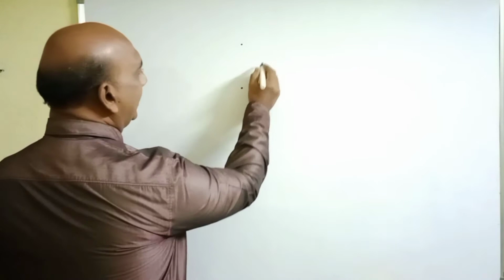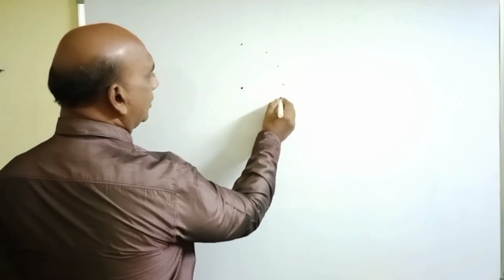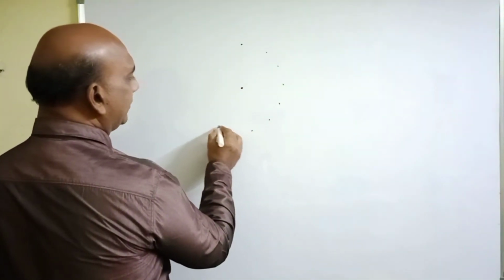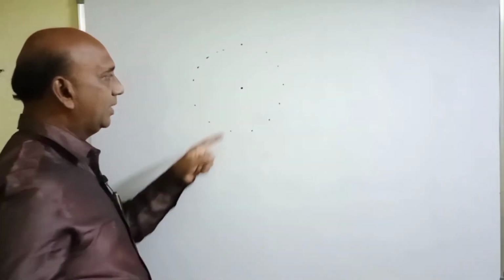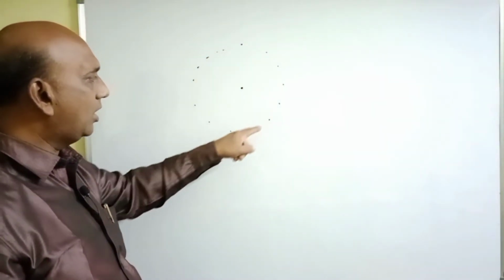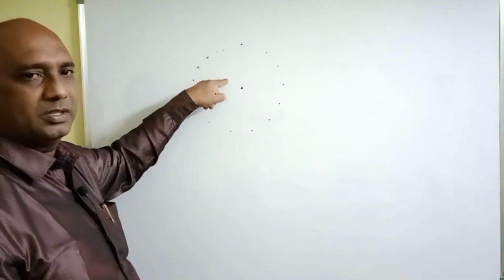So like this we can plot many more points like this. From this fixed point, all these points are at a distance of 3 centimeters.